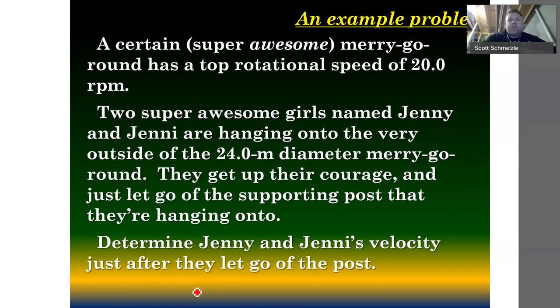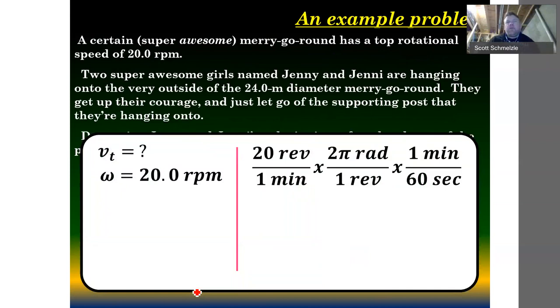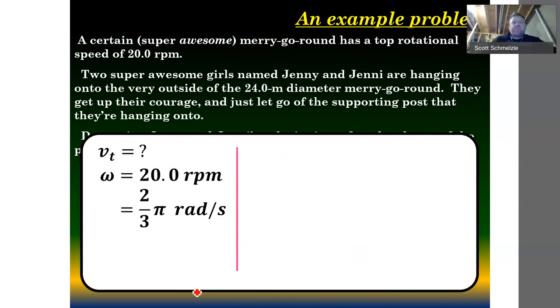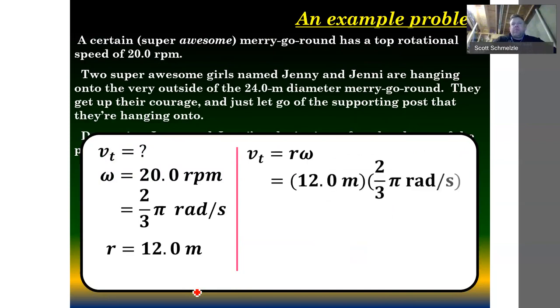Anyway, they get up the courage and just let go. So they want to see how fast their tangential velocity is. We have to see how fast they are moving. So we take our 20 revolutions per minute and turn that from RPMs into radians per second. We multiply it by 2 pi divided by 60. That becomes 2/3 pi radians per second. For our radius here, we can't use the 24 diameter, we just need the middle out. So we just need the radius of 12. So we end up taking 12 times 2/3 pi radians per second, and we find our tangential velocity is going to be 25.1 meters per second. Yeah, so these gals are crazy. They're moving about 55, 60 miles an hour. Okay.